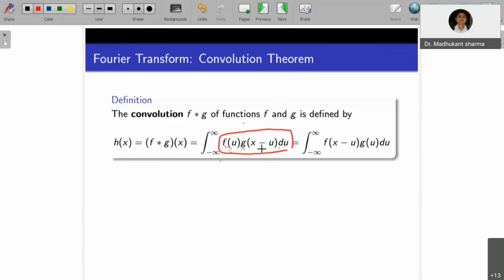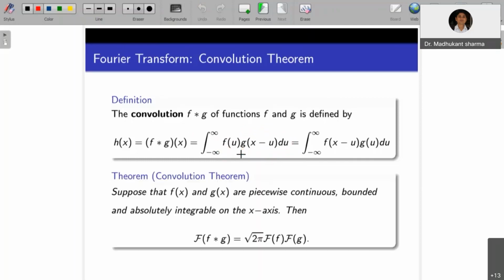The convolution theorem for this states the following: the Fourier transform of the convolution is proportional to the product of the Fourier transforms of the individual functions. The proportionality constant is square root of 2 pi. So this will help you in finding the inverse Fourier transform of a product of two Fourier transforms. Likewise, we took advantage of the convolution theorem in the case of the Laplace transform, and we can take advantage here too.